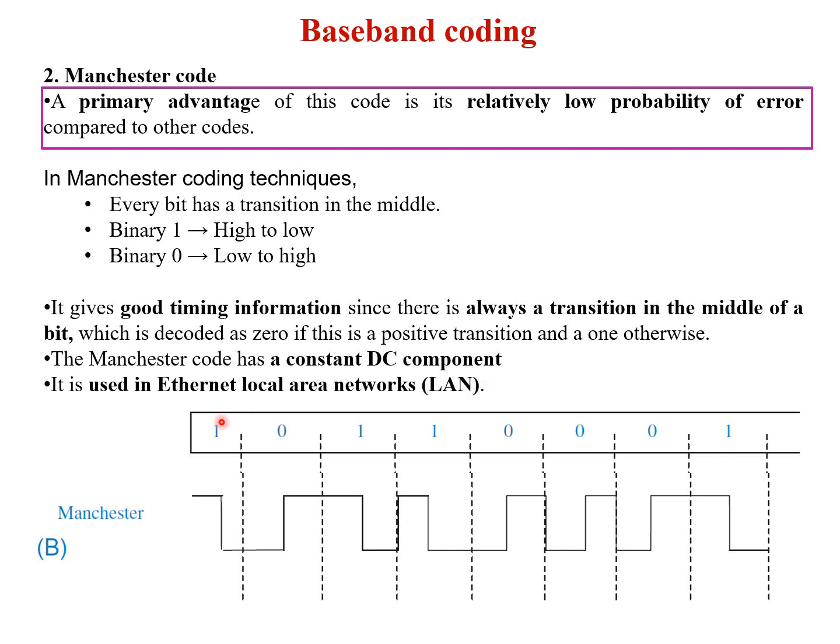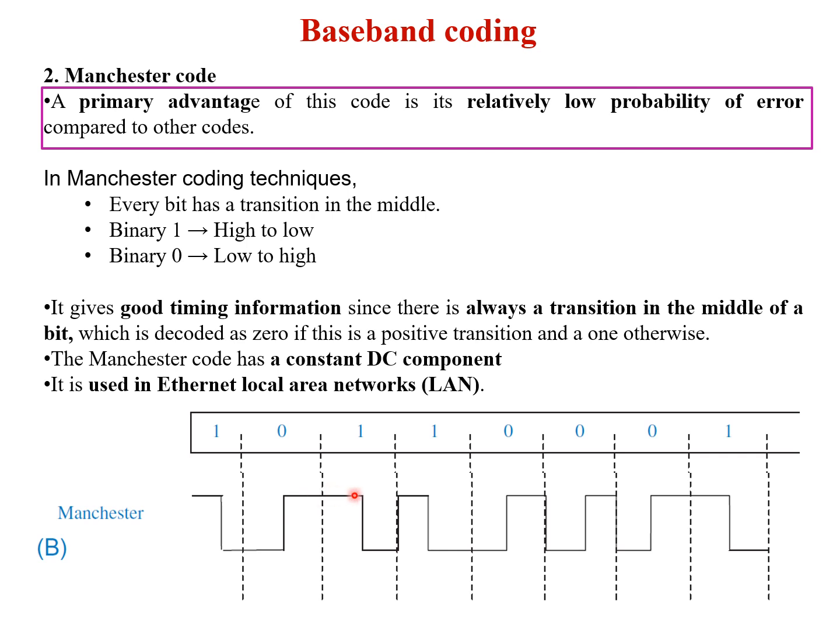Here is the given data, 10110001. Let us see how ones and zeros are represented in Manchester. How do you represent 1 in Manchester? Binary 1 is high to low, or positive to negative. Then binary 0 is low to high, or negative to positive.